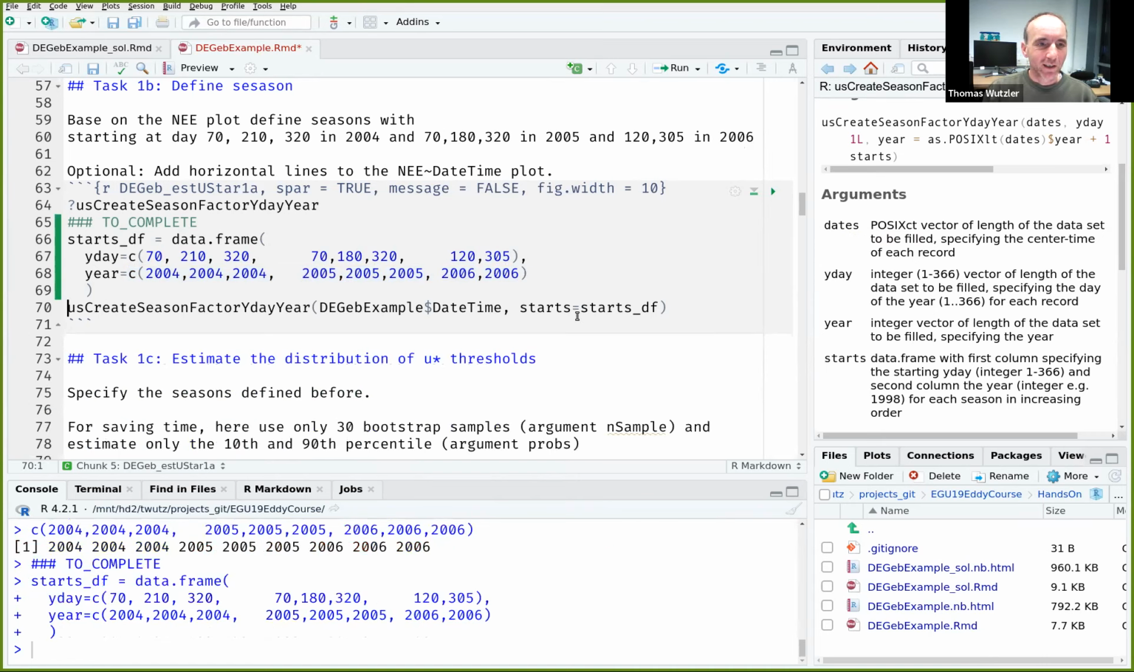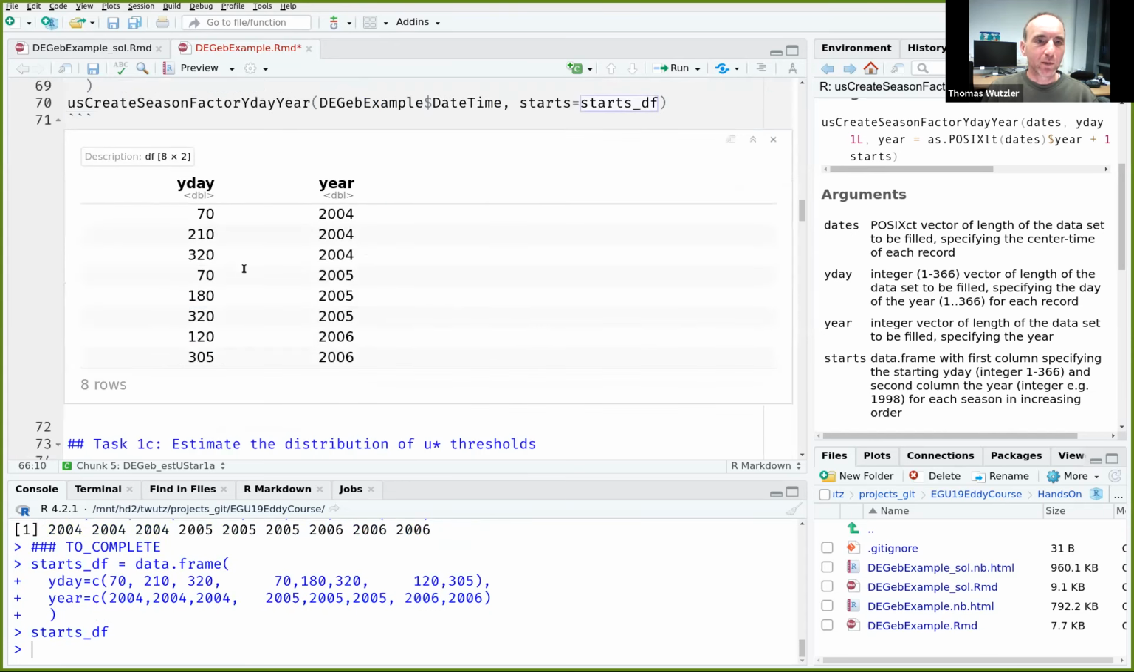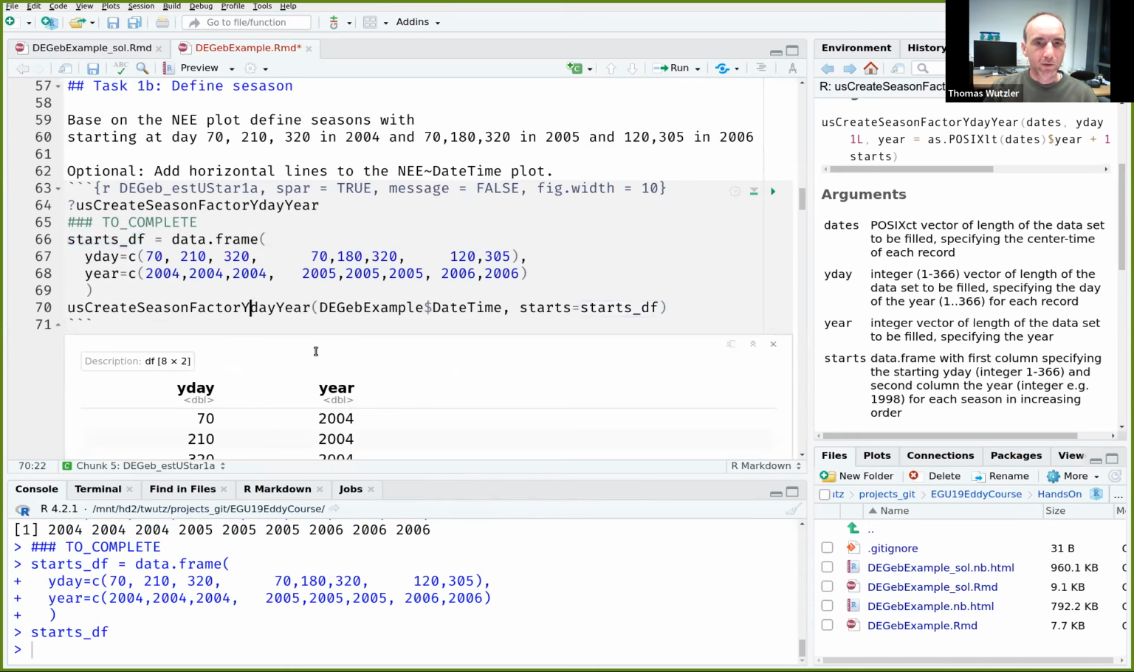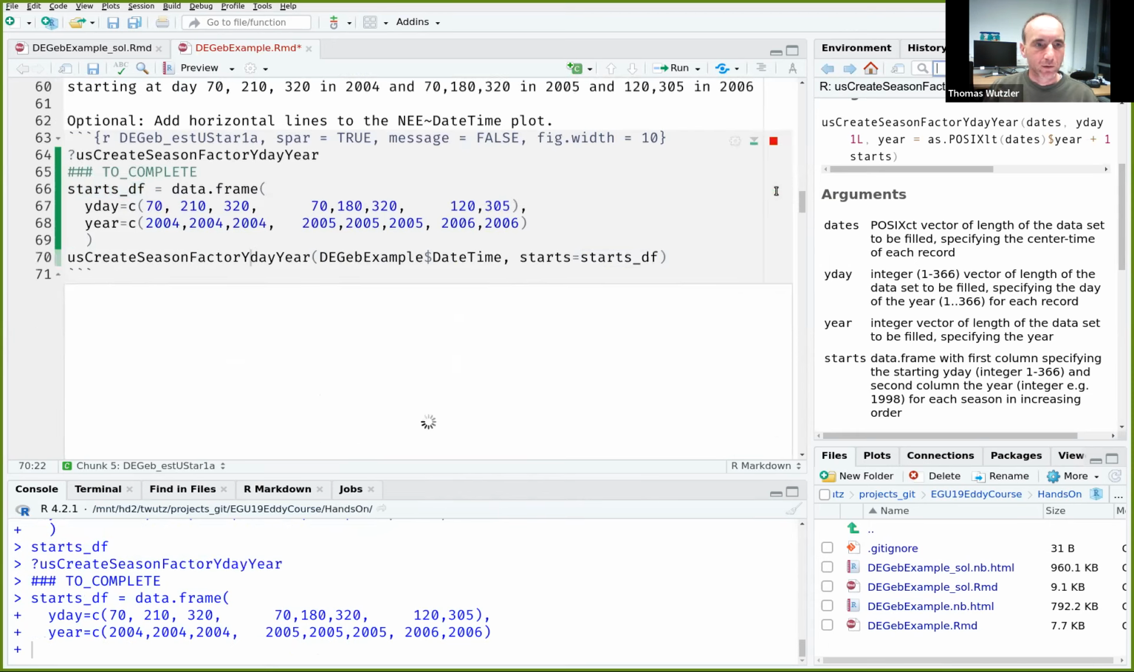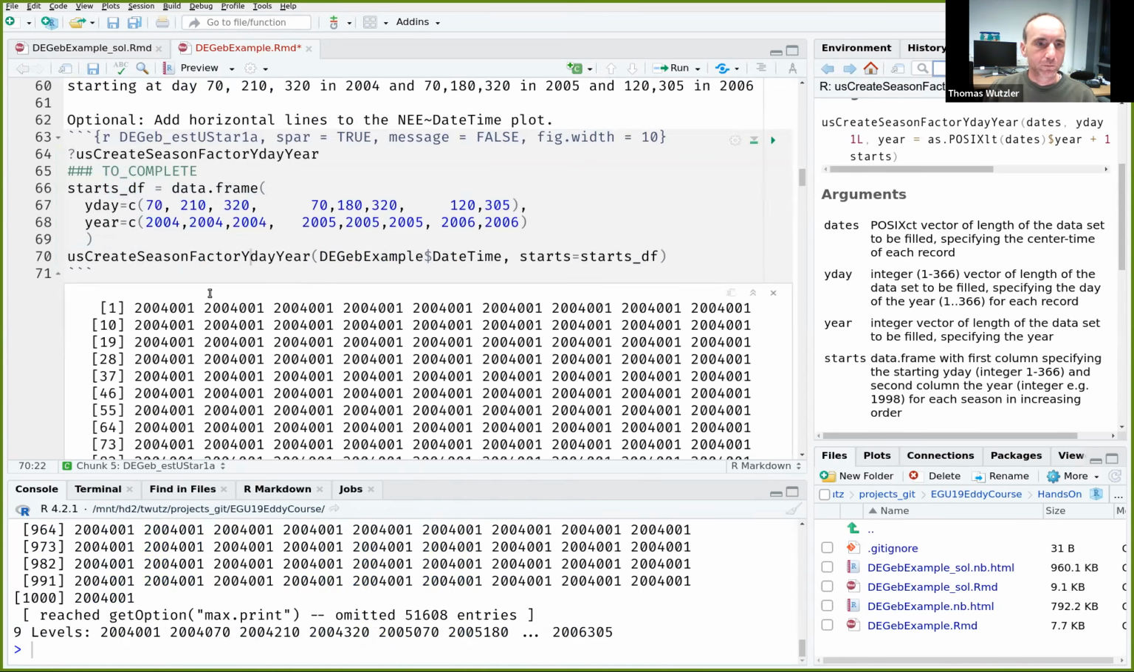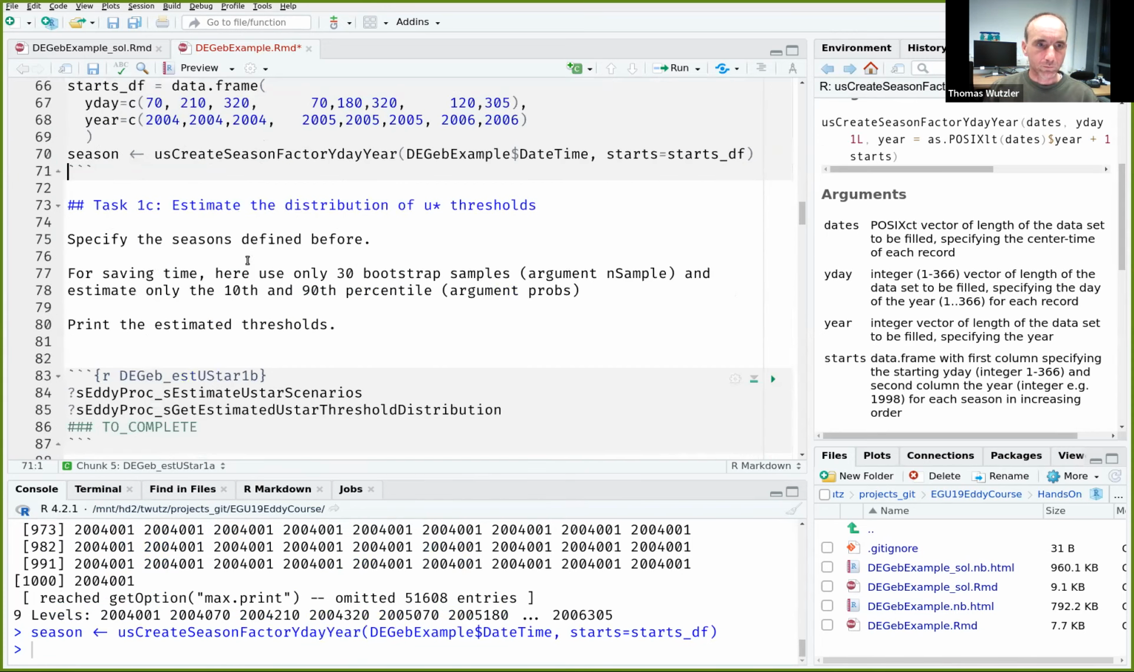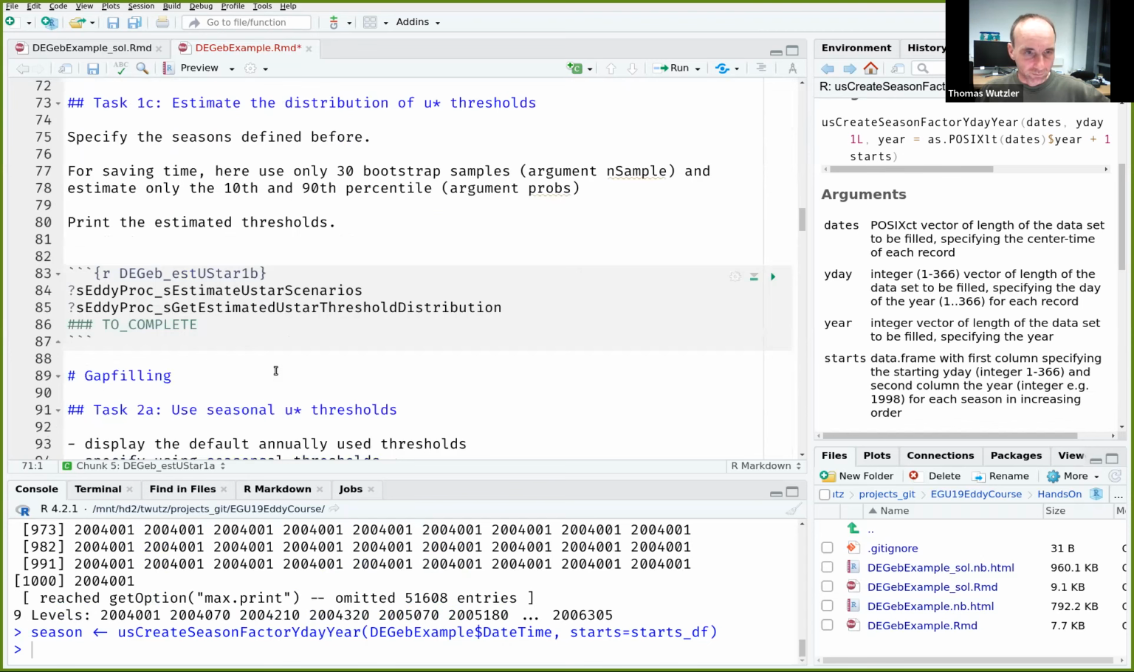So this is the data frame that we created. Year, day, and year, and each row will correspond to one season where a ustar threshold is estimated. So now we have this executed, and now that we have this vector, we can provide it to the ustar threshold distribution estimation in EddyProc.